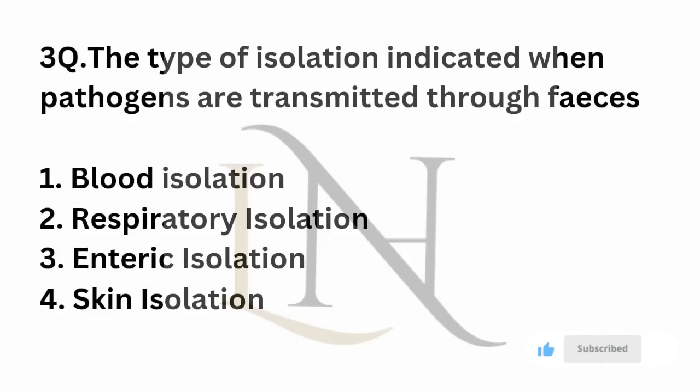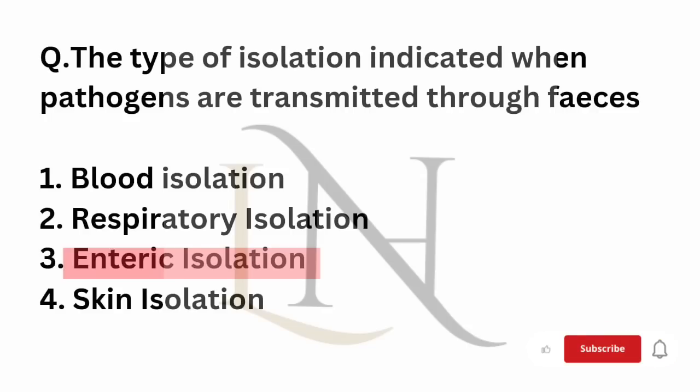The type of isolation indicated when pathogens are transmitted through feces. Option A blood isolation, option 2 respiratory isolation, option 3 enteric isolation, option 4 skin isolation. Answer is option 3, enteric isolation is the correct answer. Move to next MCQ.